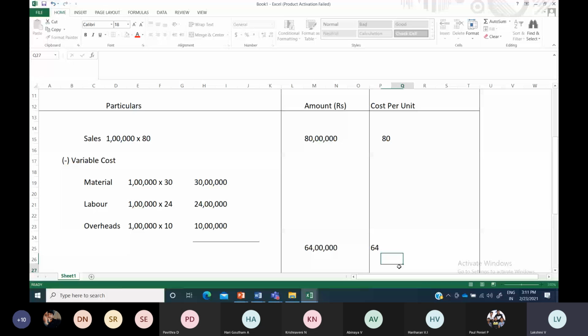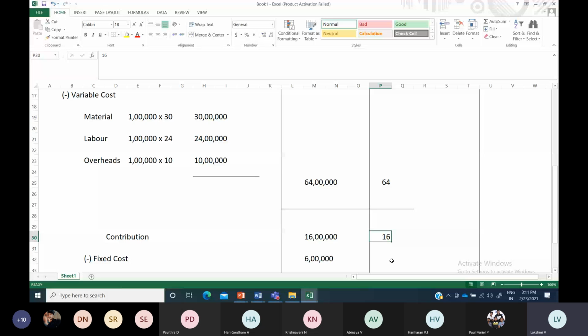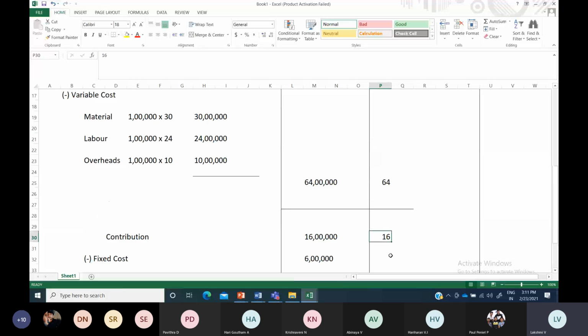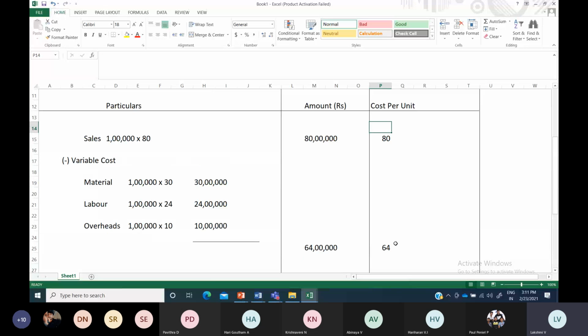Contribution amount is 16 lakh. Per unit if you see it is 16 rupees. Okay. So fixed cost you usually don't have per unit value, so you can just leave it. Okay, so till this only we require, because for break even point we need to find out break even point in units. So for which you require this contribution per unit. Okay, so that's what we have calculated in this cost per unit column also.